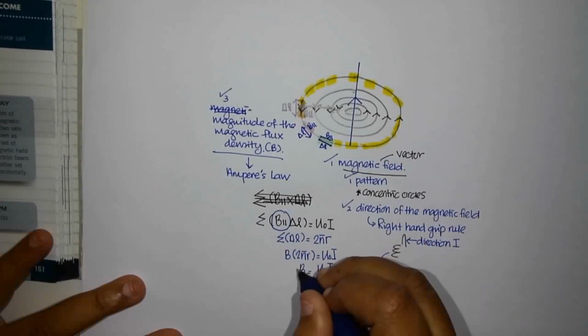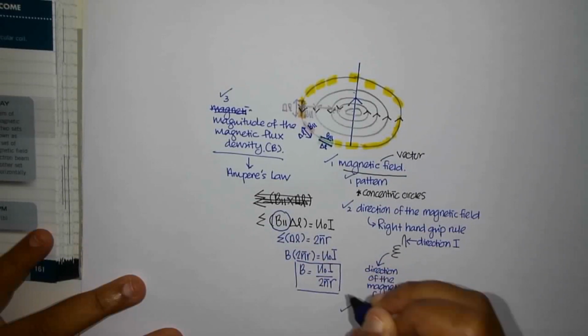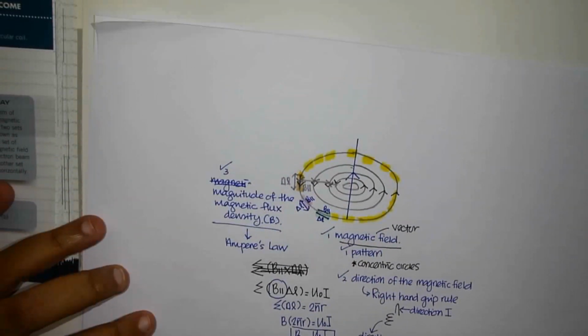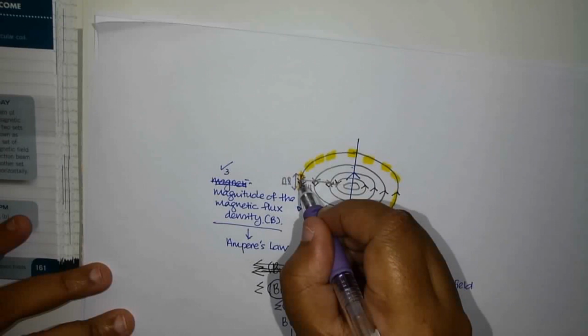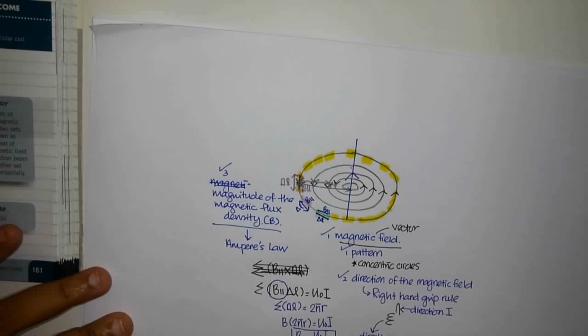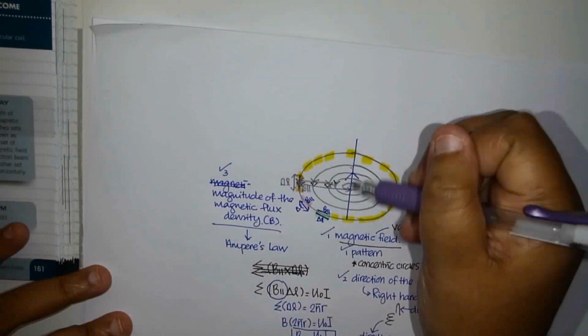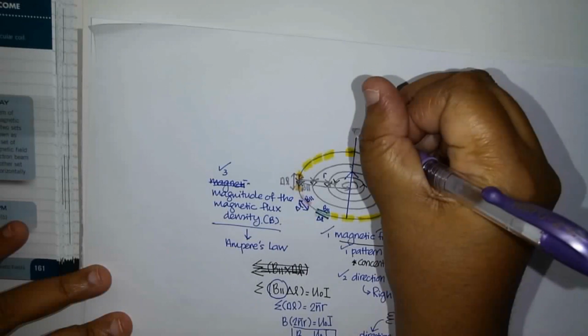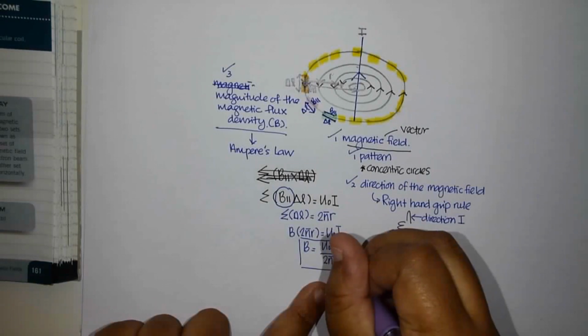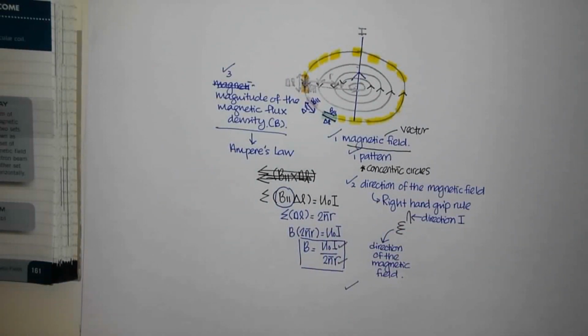So this will be the formula, and this is the formula of magnetic flux density at this point, at distance r, or a radius, from the wire which is carrying the current I. So the formula will be B equals mu naught I over 2 pi r. Alright, so that is one thing.